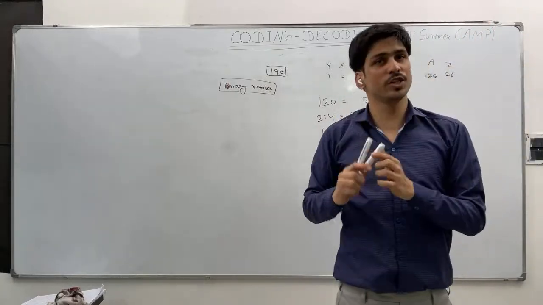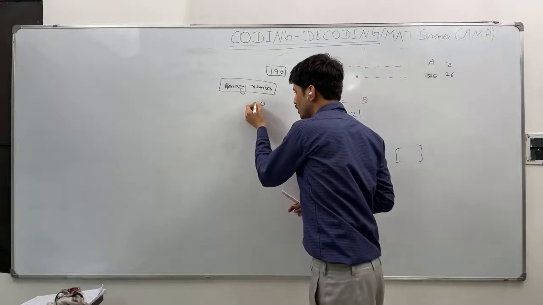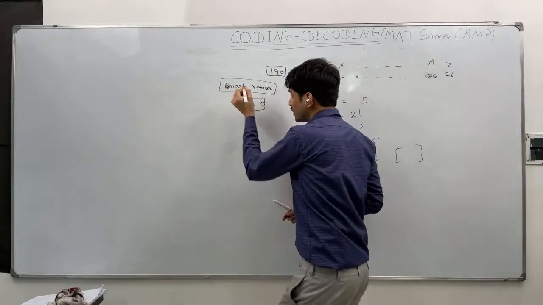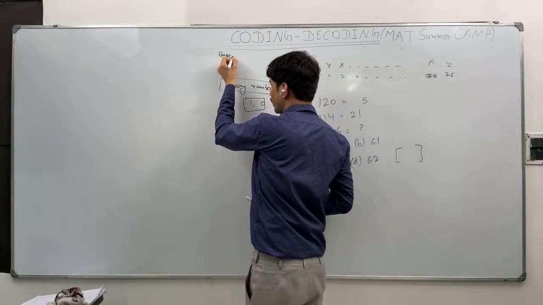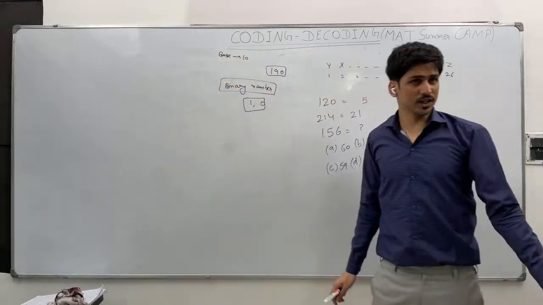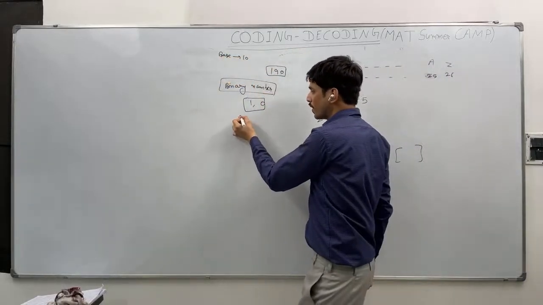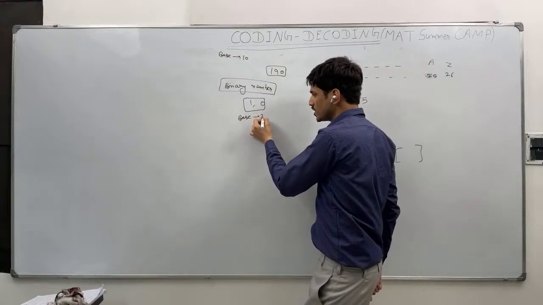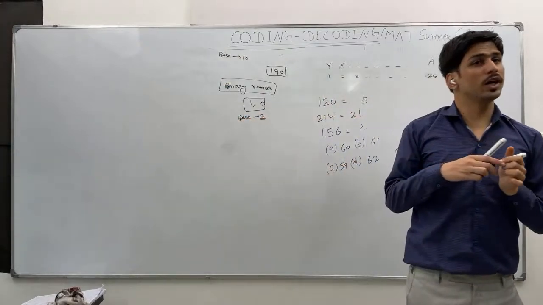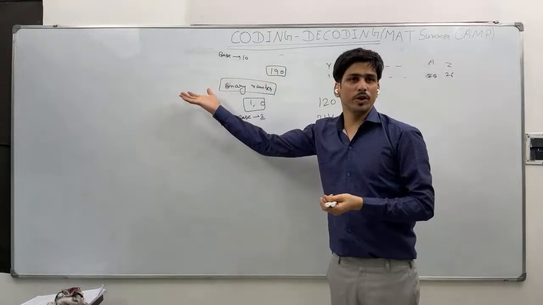One is 1, another is 0, right? One is 0, another is 1. There are only two digits. And we say for the decimal number, base is 10, right? That's what we say. And in binary number, what is our base? Base is 2.